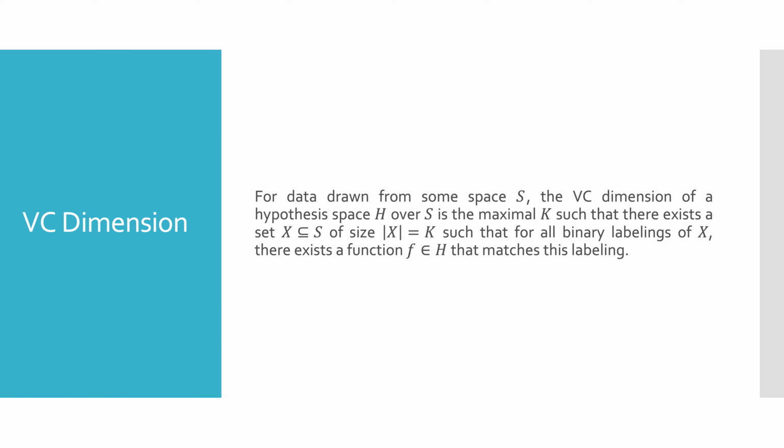Formally, the VC dimension states that for data drawn from some space S, the VC dimension of a hypothesis space H over S is the maximal K such that there exists a set X in S of size K, such that for all binary labelings of X, there exists a function F in the hypothesis space that matches this labeling. In English, it means that the VC dimension of a set of classifiers is the maximum number of points that can be perfectly classified no matter what the labeling of the data is.